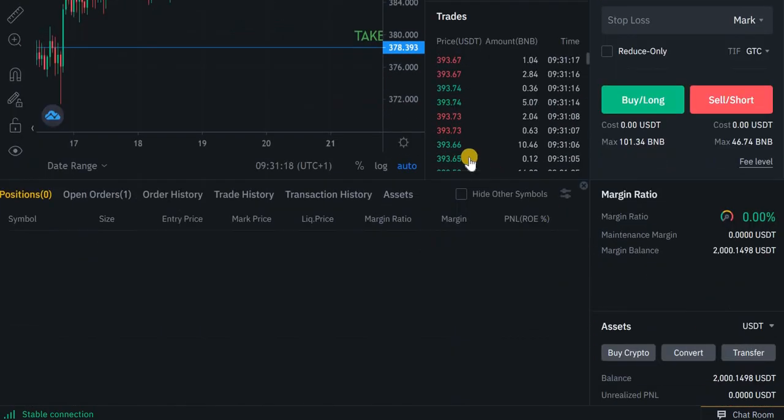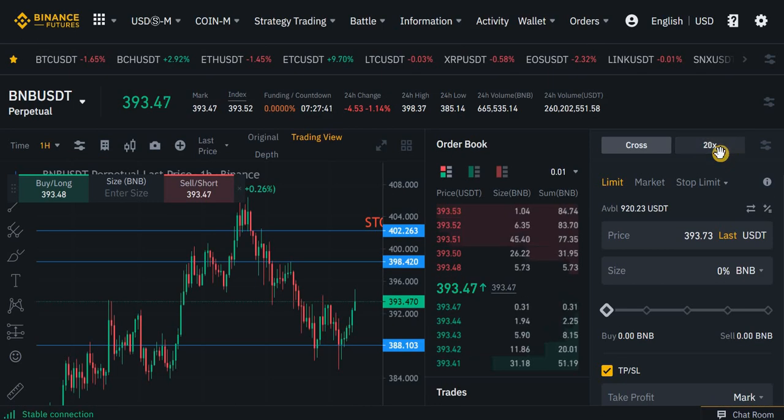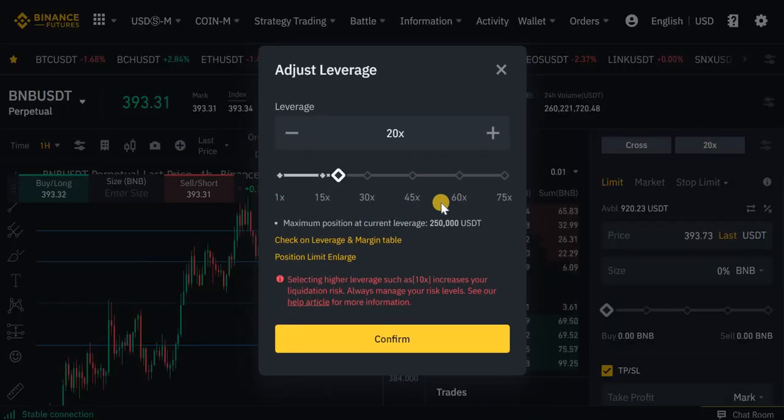If I scroll down and click on open orders, now this is my order that I just placed, and this is the quantity that I am going to be shorting. The reason why this number is large is because I am using leverage. I am using about 20x leverage. You can adjust your leverage to whatever you want. Just know that the higher the leverage, the more risk that you are taking on that trade. You should know that leverage trading is for professional traders.